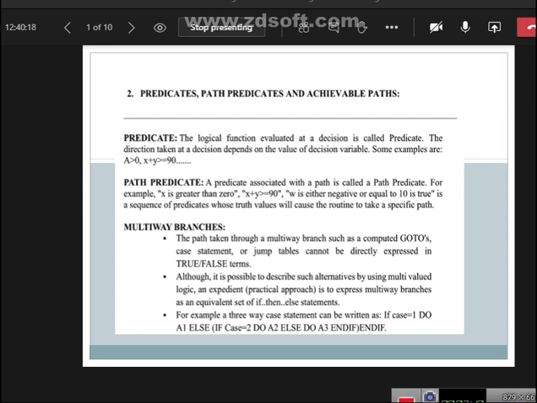Whatever approach we take to express the multi-way branches, it is equivalent to the if-then-else statement. If it is an if statement, you have to check it, and if it is not, then the else statement, we have to do it. Just like that, we perform the operations. For example, a three-way case statement can be written as: if case 1, do A1; if case 2, do A2, else do A3, and end if.